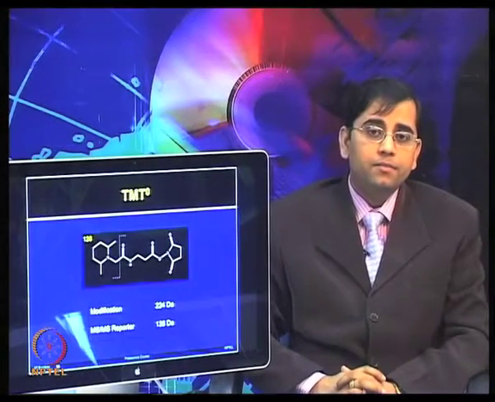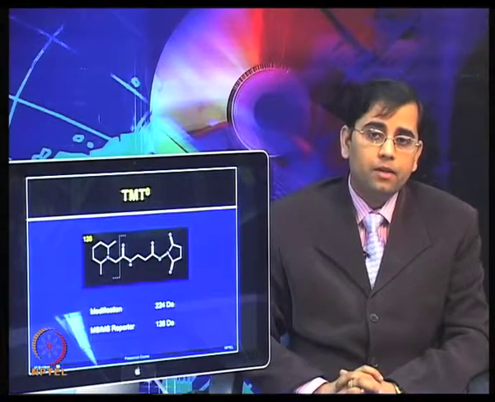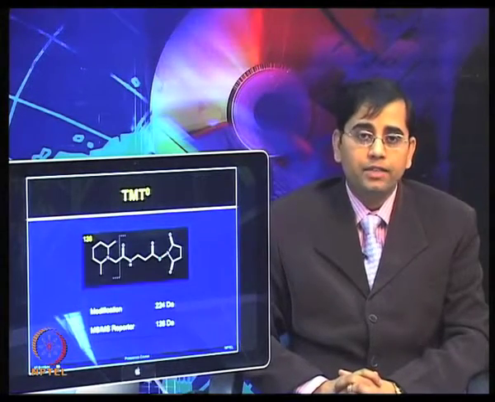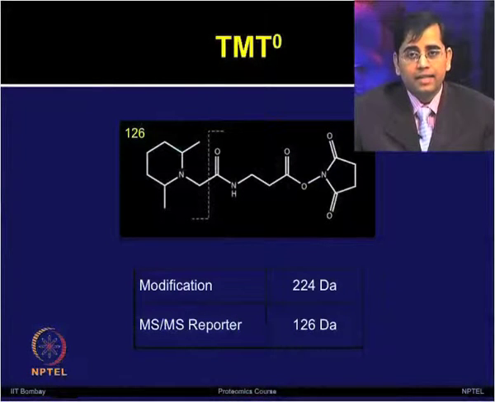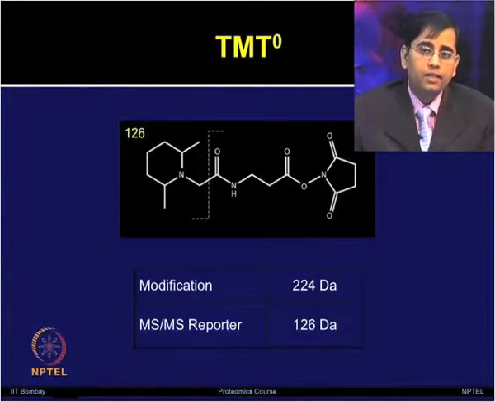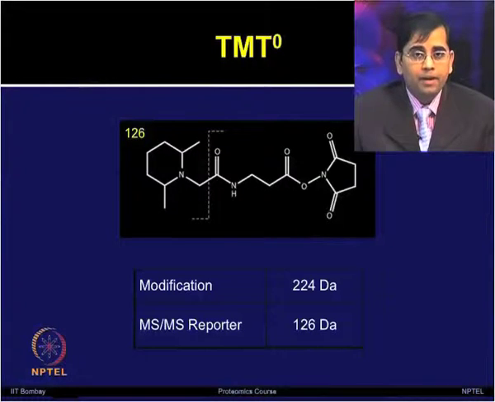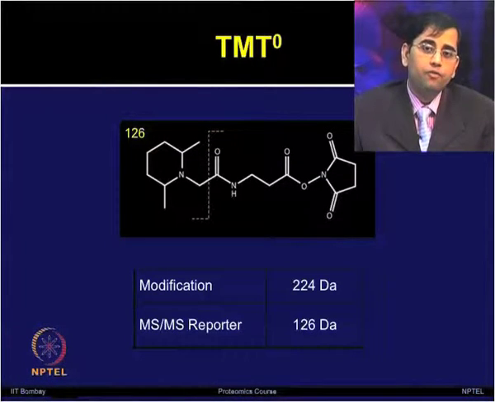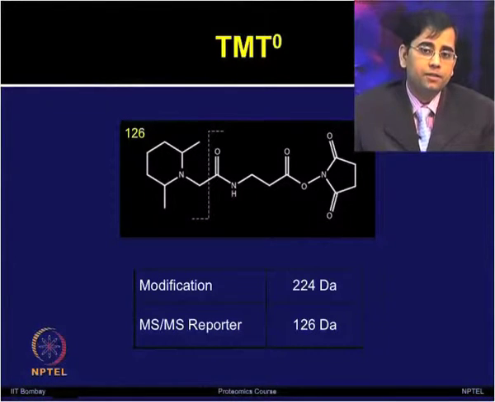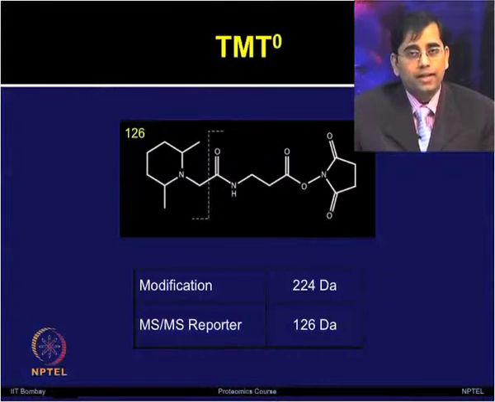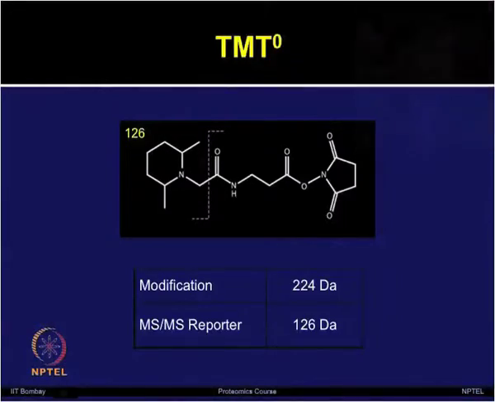Let us look at the TMT 0 label structure in more detail. The TMT 0 tag is used for testing and optimization of the sample preparation, labeling, fractionation and MS fragmentation for peptide identification and reporter detection. The modification is 224 Daltons and the MS reporter ion is 126 Daltons.